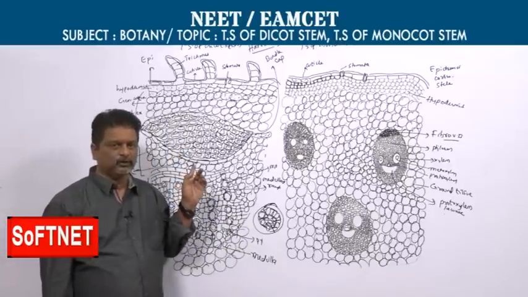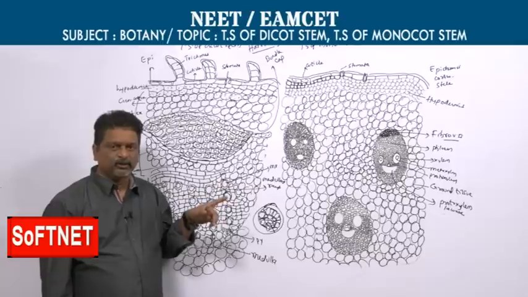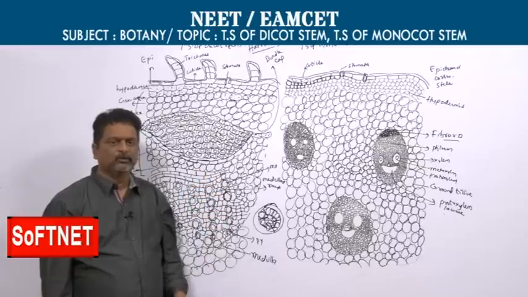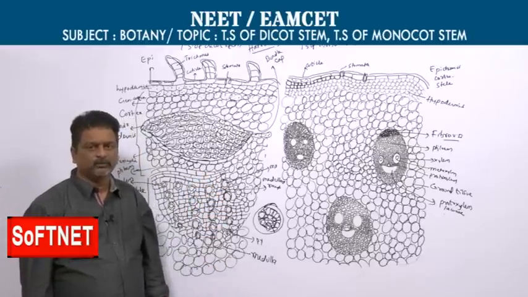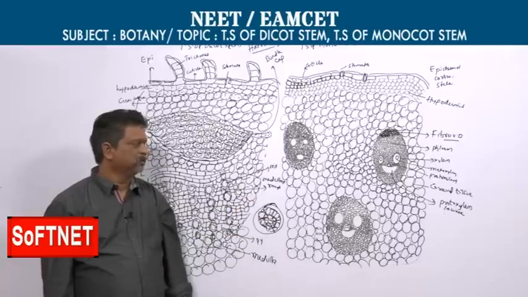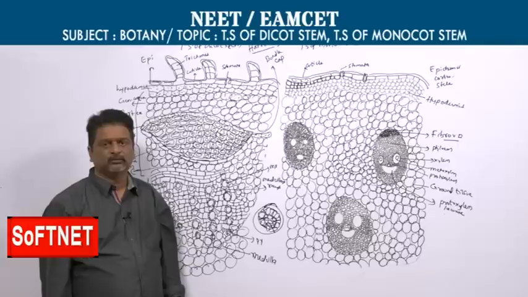In dicot stem, pericycle is multilayered. Then it is sclerenchymatous, but only in sunflower it has parenchyma present along with sclerenchyma. In monocot stem, pericycle is absent.